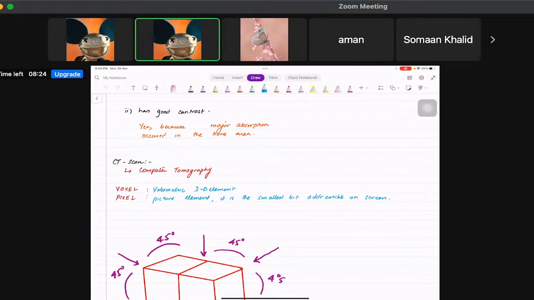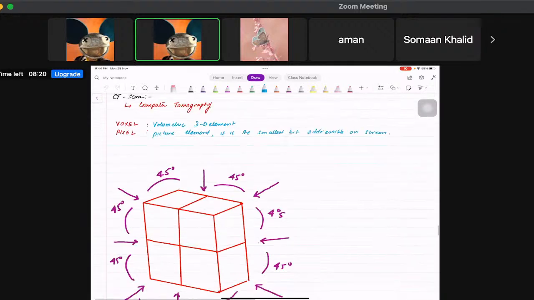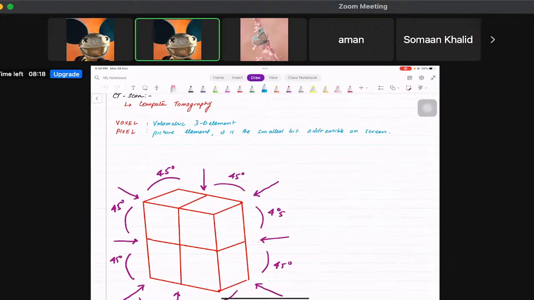Okay, now, so basically it looks like the volumetric 3D element is the voxel, and each certain side is a pixel, right? As you can see, and we can view it from different angles. Usually it's done with 45 degrees. Okay, now with respect to that, let's write about it a bit before we go into detail.